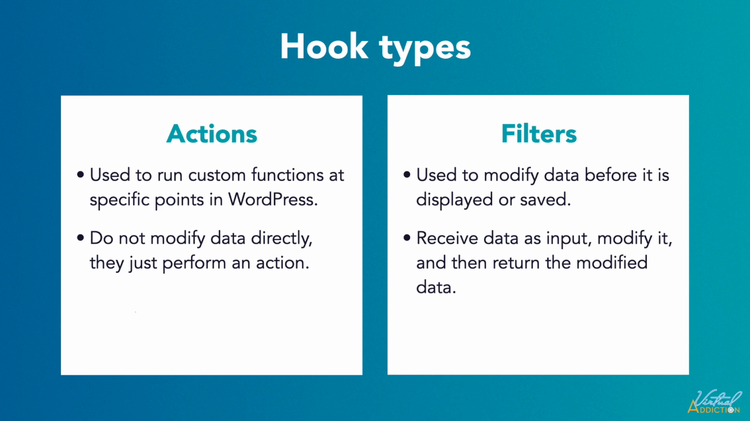Important things to remember are that actions are used to run custom functions at specific points in WordPress. You do not modify data directly with an action, they simply perform that action. If you wanted to send an email notification when a new post is published, that's an example of an action. Filters are used to modify data before it is displayed or saved. You can receive data as input, modify it, and then return the modified data. An example would be changing the format of a date before it is displayed on a page.